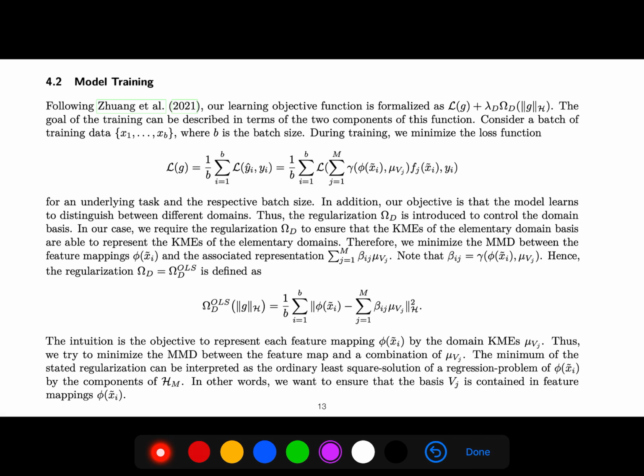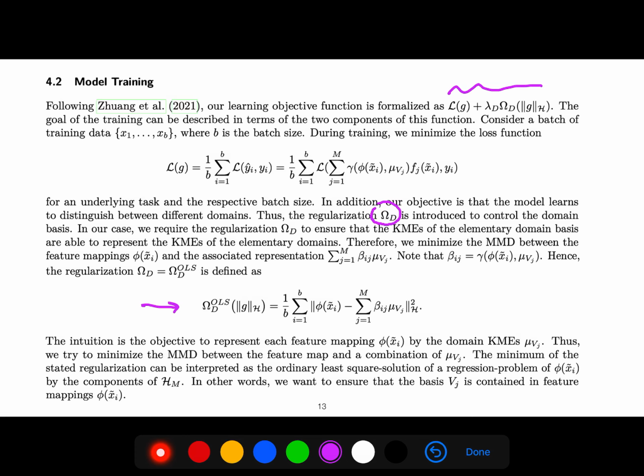Then our learning objective is formalized as this. The goal of training can be described in terms of two components. Consider batch of training where B is the batch size. During training, we minimize the loss function for an underlying task and respective batch size. In addition, our objective is that the model learns to distinguish between different domains. Thus, the regularization, this term is the regularization, is introduced. So we have this regularization to control the domain bases.